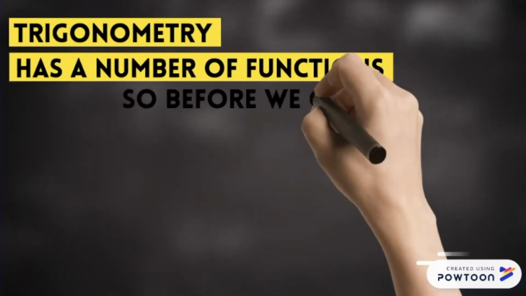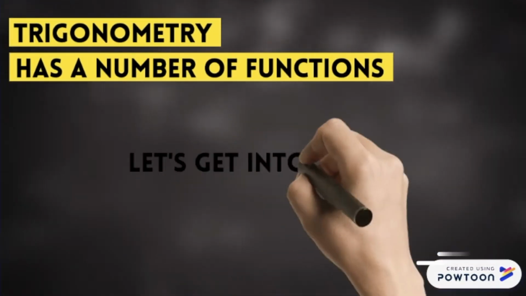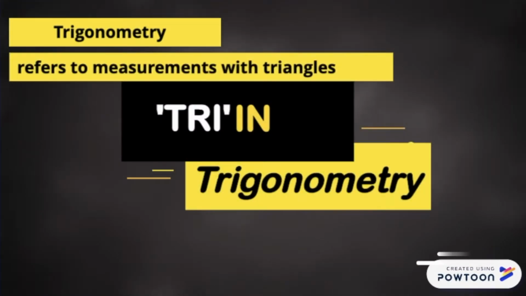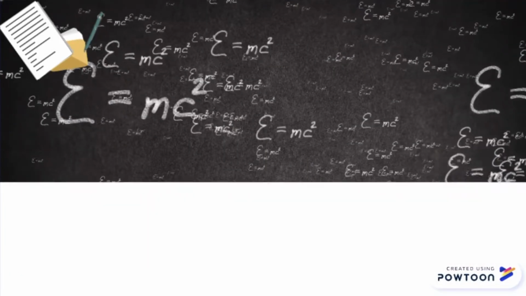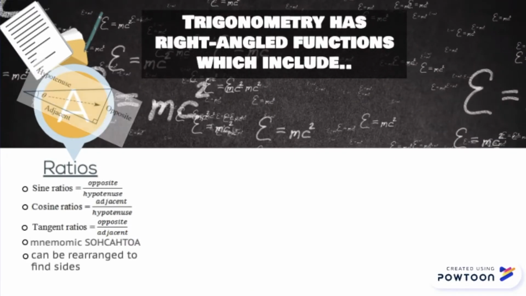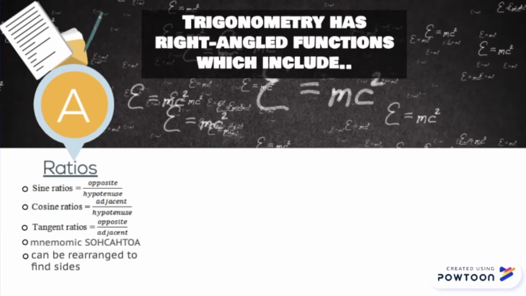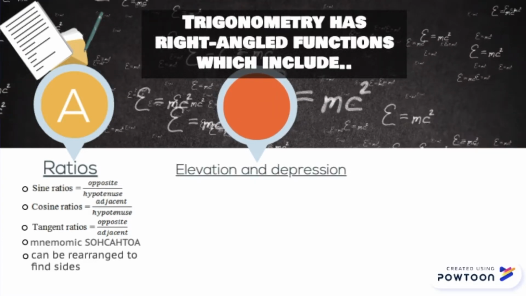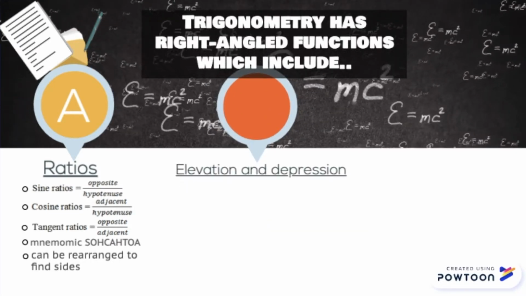Trigonometry has a number of functions, so before we get into saving the world, let's get into some of the rules. Trigonometry alludes to estimations of triangles, which is the place the trig originates from. Right-angle trigonometry consists of ratios of sine, cosine, and tangent rules. The mnemonic SOH CAH TOA can be used to memorize this. To view an example of this, please refer to Part A or later on in this video.